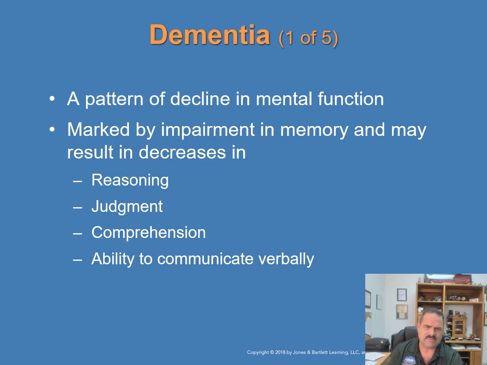Dementia. It is a pattern of decline in mental function. It is marked by the impairment of memory and may result in decreases in their ability to reason, to have good judgment, to comprehend even simple things like how to cook, how to tie their shoes, how to get dressed, how to brush their teeth. It can also affect their ability to communicate verbally. It's progressive and usually irreversible. It is an irreversible decline in mental function.